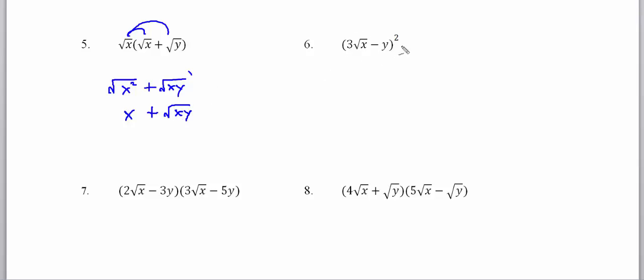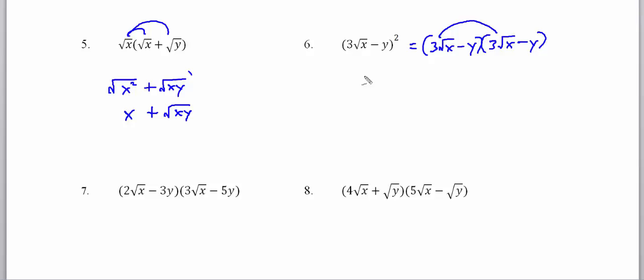If I look at problem 6, do not distribute the 2 inside of that binomial, because that's not how that works. You have to write the problem twice and FOIL it. This will be our first FOIL problem using radicals, and you just want to take it slow and be careful. I will show you the F, O, I, and L step of FOIL: first, outside, inside, last.